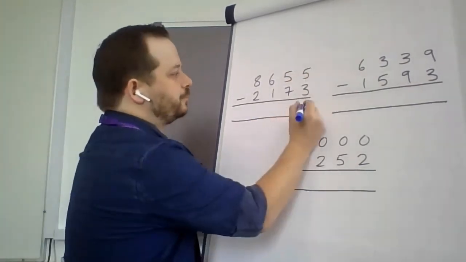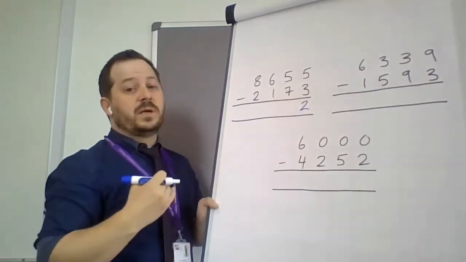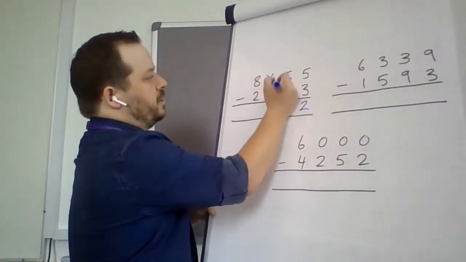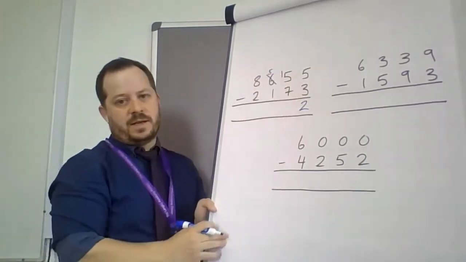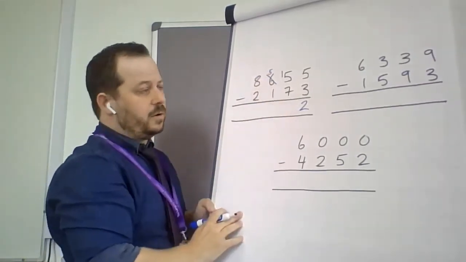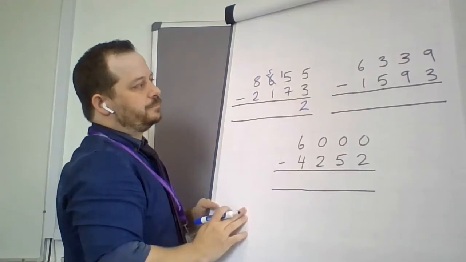So 5 minus 3 we can do. 5 minus 7, we can't, so we have to exchange. We exchange from the 6, making that into a 5, and bringing a 1 down here to make that into a 15 in that column. 15 minus 7 is 8.